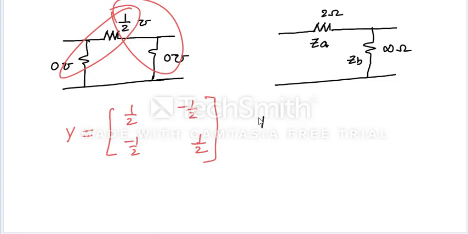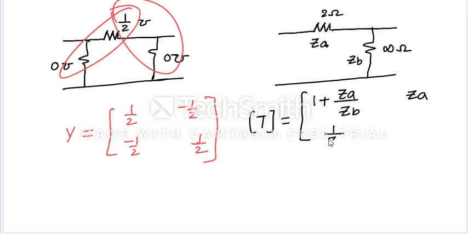Now as we have seen for the T matrix, as you remember the formula, that is 1 plus ZA by ZB, and after that, 1 by ZA, 1 by ZB, and this is 1. So tell me the T matrix now here.